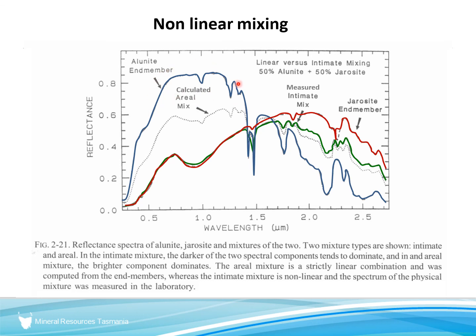Here's an alunite spectrum in blue and a jarosite spectrum in red. When we mix them 50-50 together, we'd expect to see the dotted line, but we don't. We get the green line, which looks more like jarosite at shorter wavelengths and is more like the 50-50 mix in the middle wavelength. So it's really complicated trying to take a spectrum and work out what percentage of each mineral it is when you've got effects like this.